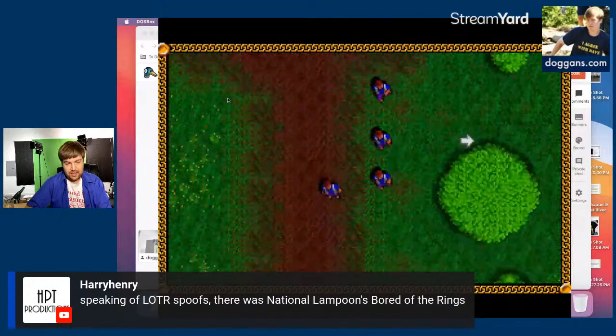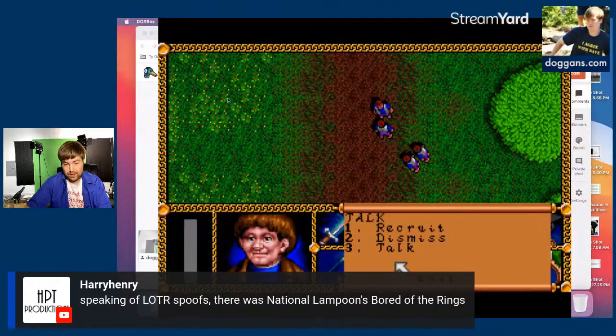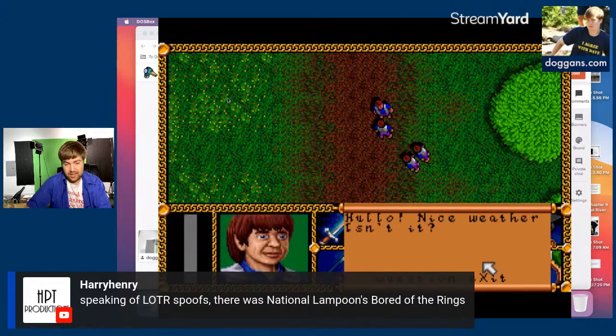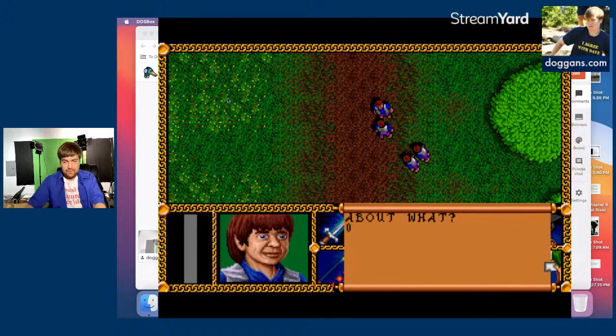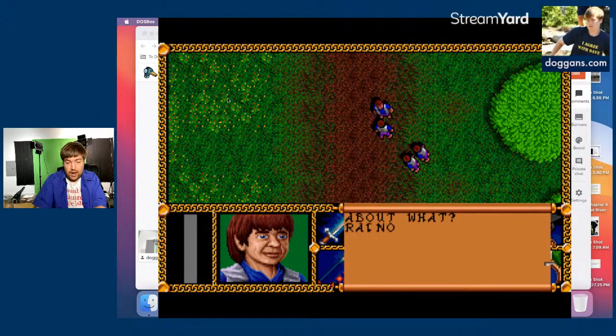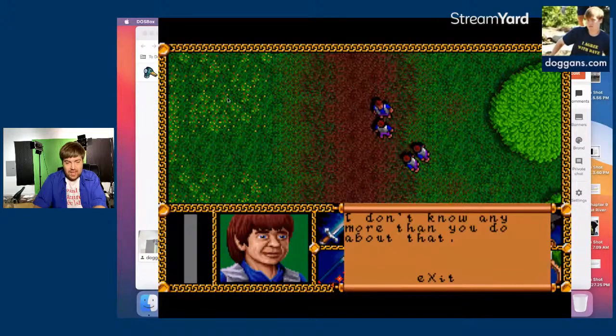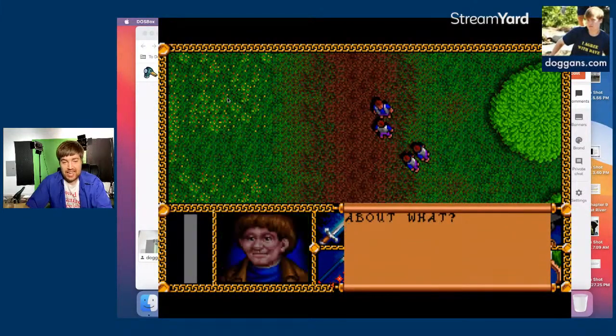I guess the music only plays at night. Who's this Hobbit? All these Hobbits look alike from top down. So who do we have here? Just Hobbit. Hello, nice weather, isn't it? That is a sickly looking face. Weather. It was a lovely summer this year. Hope we don't get too much rain. Rain. Does this conversation have a point? Summer. No, okay, so this is just set deck, I guess.